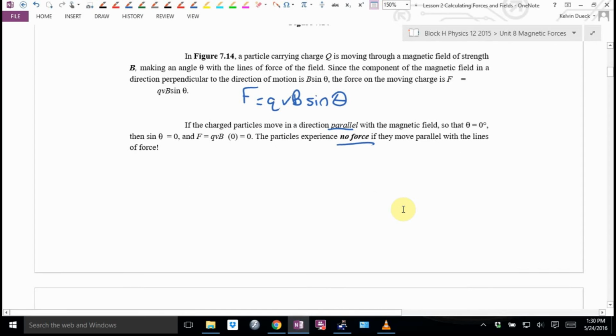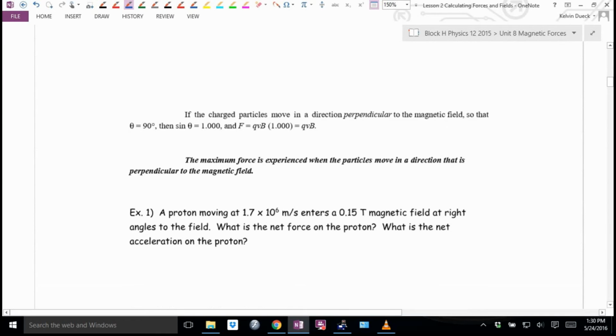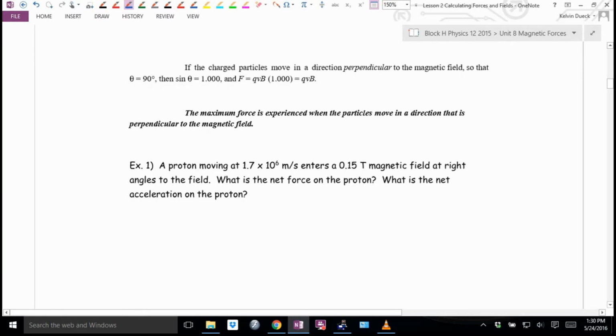Okay? Having said that, parallel is fair game. I may give you one question where the charges are going in the same direction, parallel to the magnetic field, and then the answer is, oh, it's going to go in a straight line. I'm not going to ask you any of the component-y ones, though. On your test, I'm going to have everything at right angles. I've flogged components this year enough. So, the maximum force is experienced when the particles move in a direction that's perpendicular to a magnetic field, at right angles.